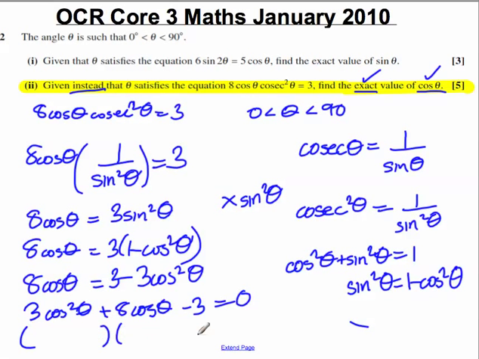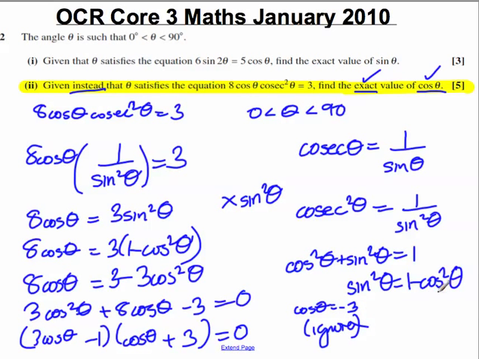You can factorize that as follows. 3 cos theta, two numbers that multiply to minus 3 and add to 8 overall. It would be a plus 3 and a minus 1 that would work. So therefore, on the one hand, cos theta is minus 3, but you can ignore that because cos theta is always between 1 and minus 1. But on the other hand, 3 cos theta minus 1 equals 0, so cos theta is equal to 1 over 3. Now we have found an exact value for cos theta, which is a third.